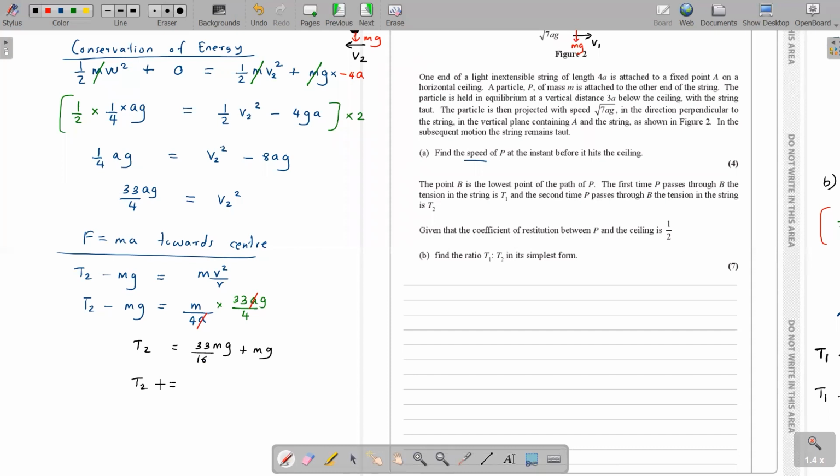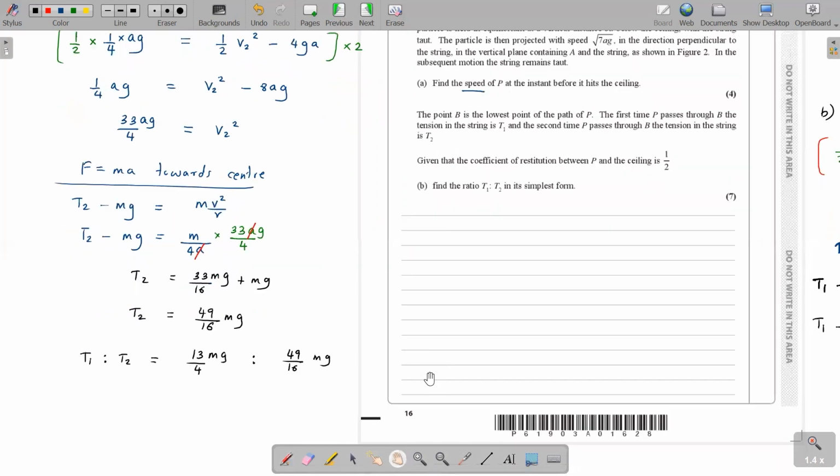33 over 16 mg plus 1 mg is? So we get 49 over 16. They're asking you to find the ratio T1 to T2. So T1 was, how much did we get for T1? 13 mg over 4. 13 over 4 mg to 49 over 16 mg.